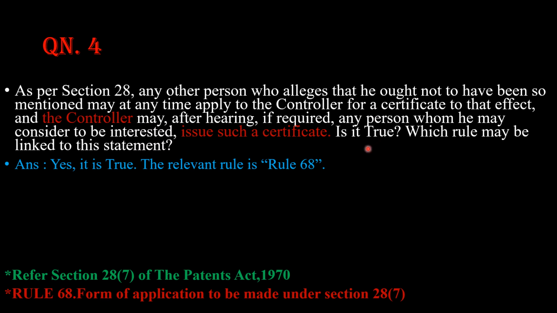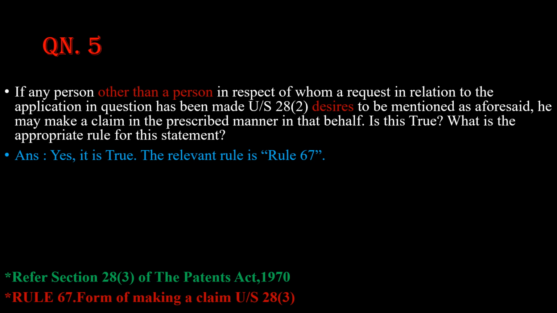Question number 5. If any person other than a person in respect of whom a request in relation to the application in question has been made under section 28 subsection 2 desires to be mentioned as aforesaid, he may make a claim in the prescribed manner in that behalf. Is this true? What is the appropriate rule for this statement?